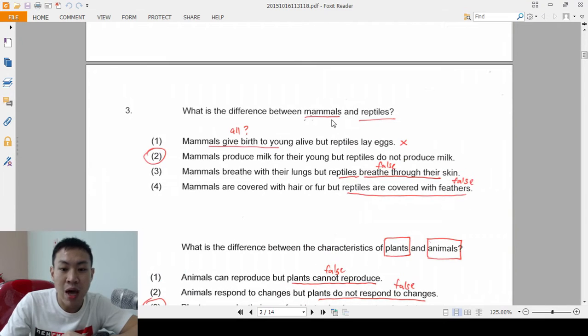What is the difference between mammals and reptiles? Okay, the first option, mammals give birth to young alive. Is it all of them? No, that's not true. We know that there are mammals which lay eggs. Second option, mammals produce milk for their young, but reptiles do not produce milk. Yes, that is true. Option 3, mammals breathe with their lungs, but reptiles breathe through their skin. Reptiles do not just breathe through their skin. Reptiles have lungs. Okay, for option 4, mammals are covered with hair or fur, but reptiles are covered with feathers. Reptiles are not covered with feathers, so the answer is 2 for question 3.